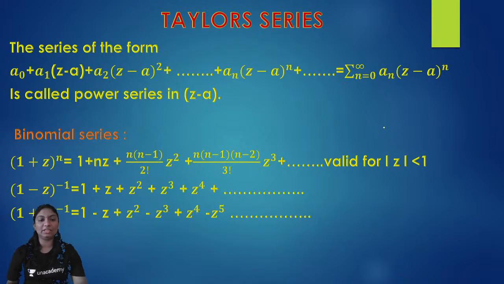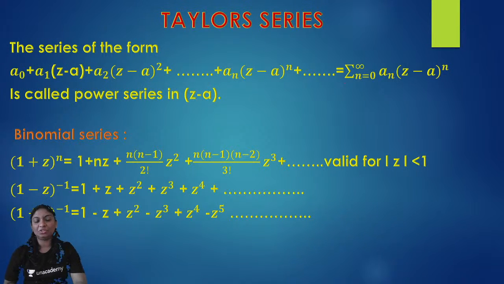Valid for mod of z less than 1, or (1 minus z) raised to minus 1 is equal to 1 plus z plus z squared and so on. So here if we put n equal to minus 1 and here minus z, you will get this series where all the terms are positive, and if you put plus z, then it is in ascending powers of z.